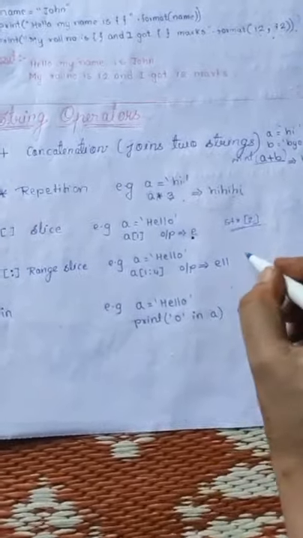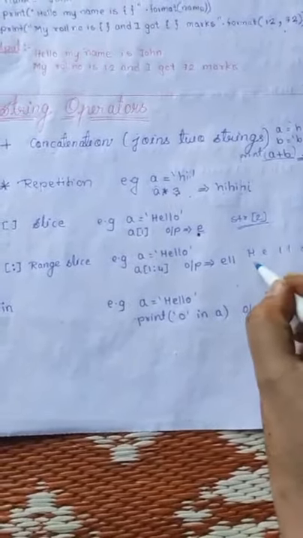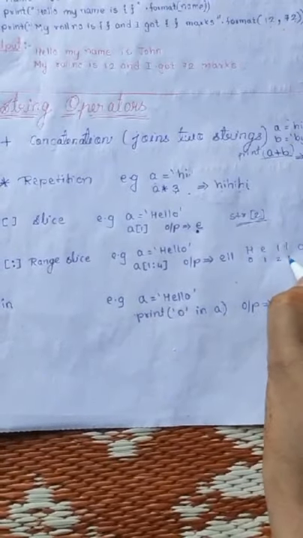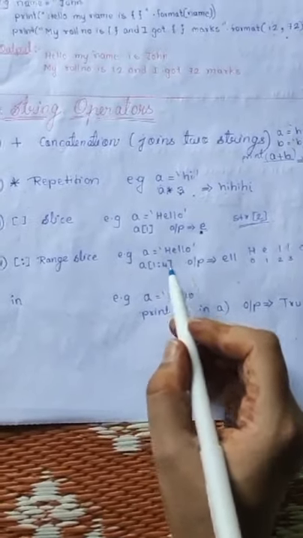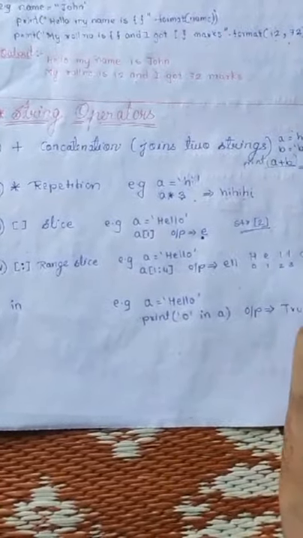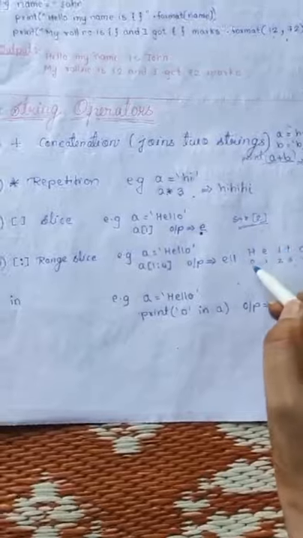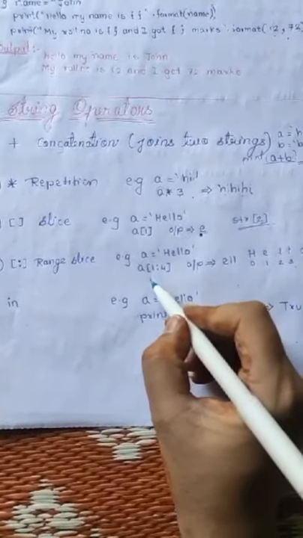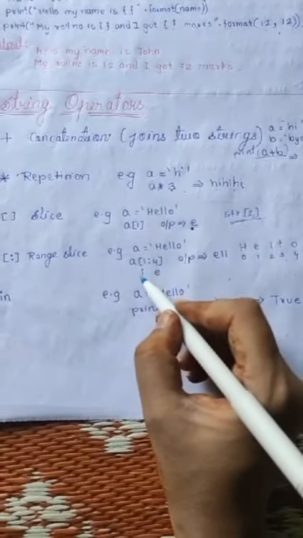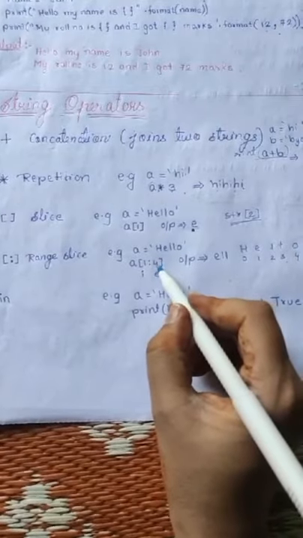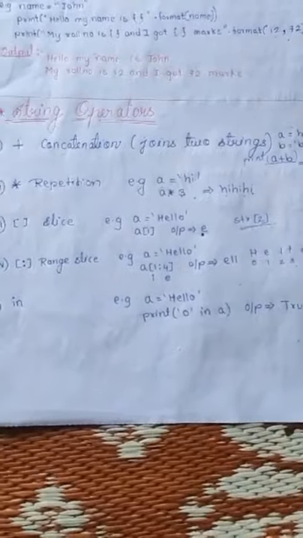So here I have hello: H E L L O. It starts with 0, 1, 2, 3, 4. Here I have given the range 1 to 4. From 1 it will start, and go up to 4 minus 1. That means it is only going to display E L L. Here 1 is inclusive and 4 is exclusive, that means including the first value and excluding the last value. So it will display up to the 3rd index.